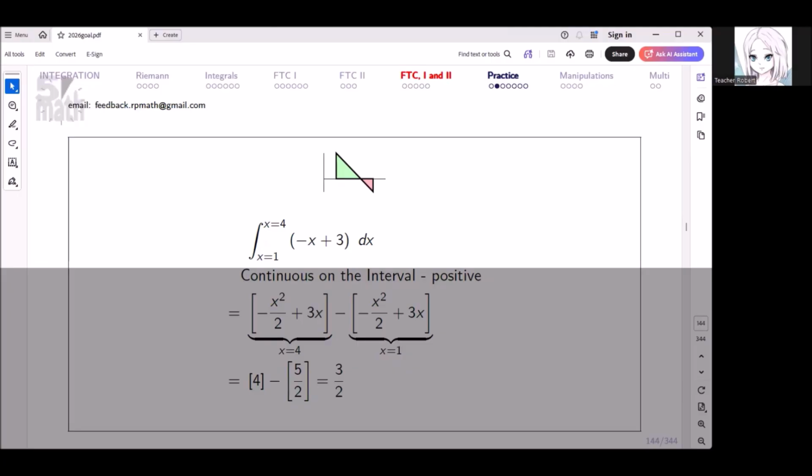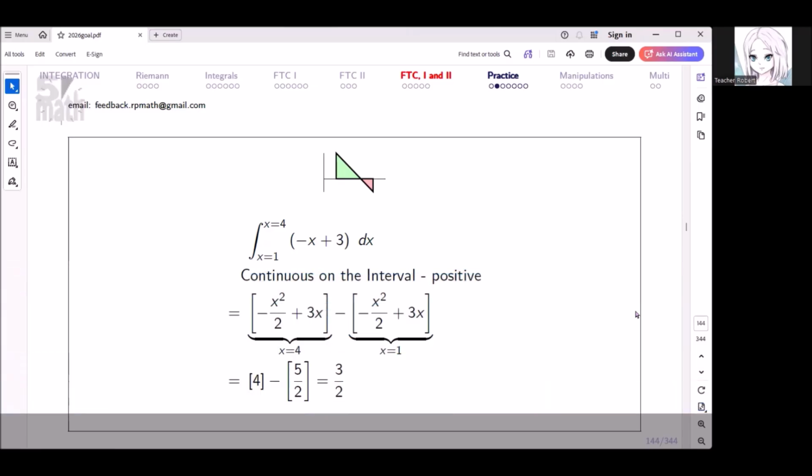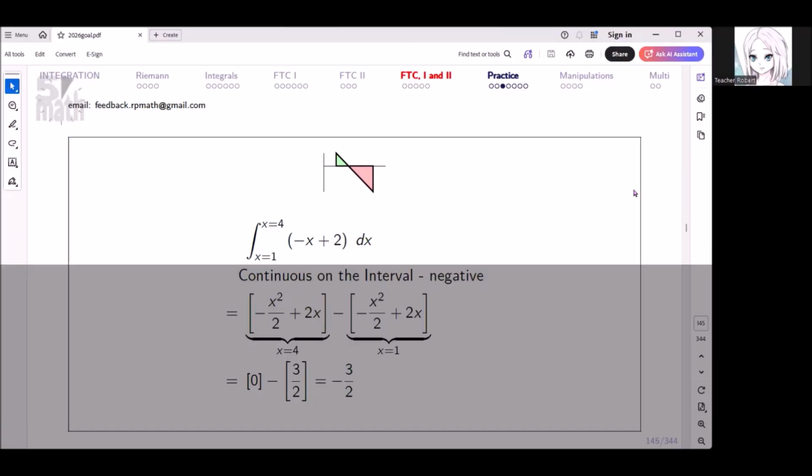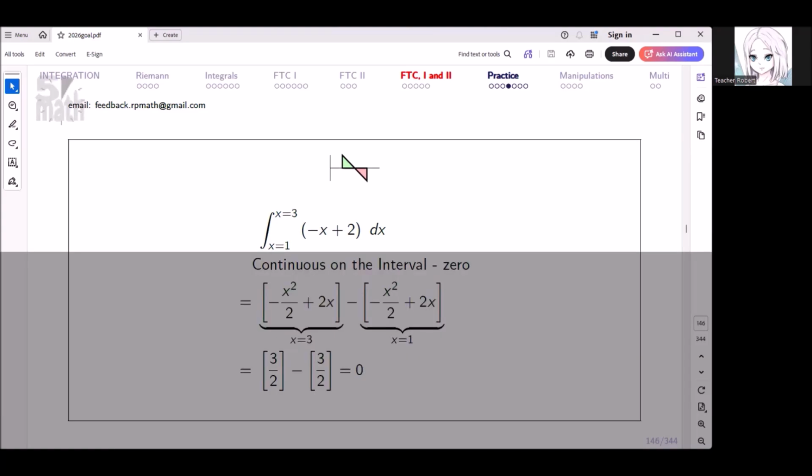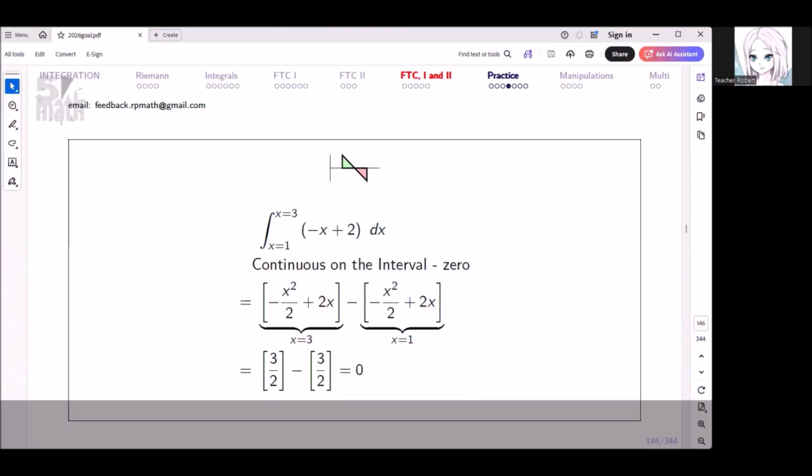Integral from x equals 1 to x equals 4 of negative x plus 3 dx. We get 3 over 2. Integral from x equals 1 to x equals 4 of negative x plus 2 dx, and we get minus 3 over 2. Integral from x equals 1 to x equals 3 of minus x plus 2 dx, we should get 0.